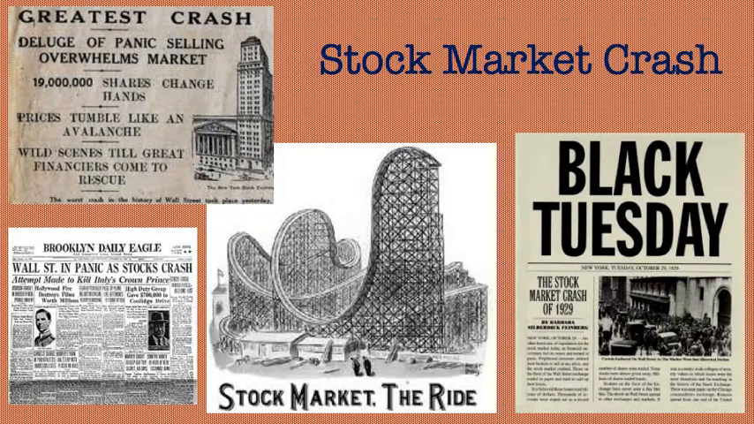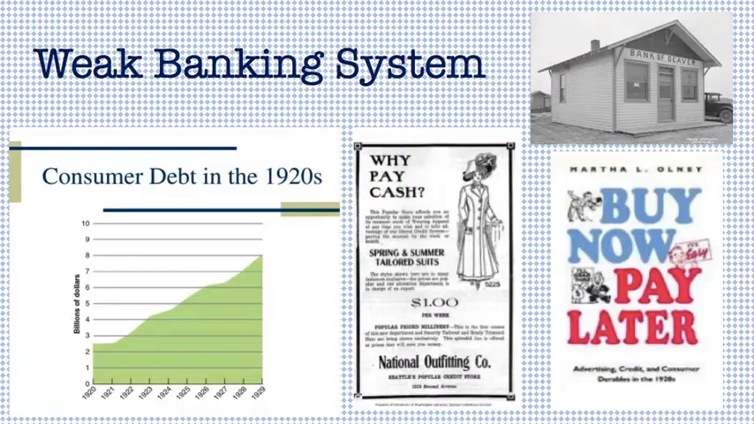The stock market crashed on October 29th, 1929. Many people do see the stock market crash as the main event that caused the Great Depression. But really, the stock market crash was just what caused Americans to panic. The real cause of the Great Depression was the weak banking system in America.